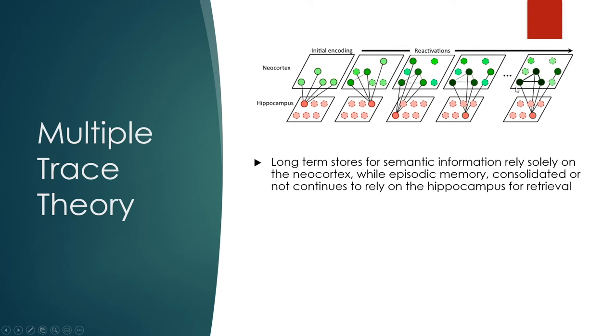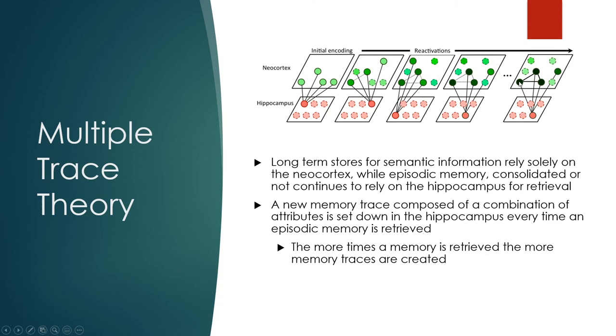And after we've figured out what is common between all of these different memory traces, it's transferred to the cortex as semantic information, as rote information that doesn't really have contextual details. So it's something that we don't really know when we learned it, but we can still verbalize it.